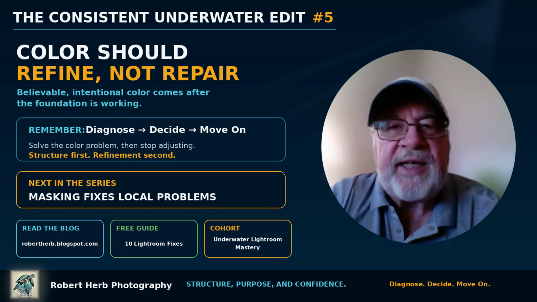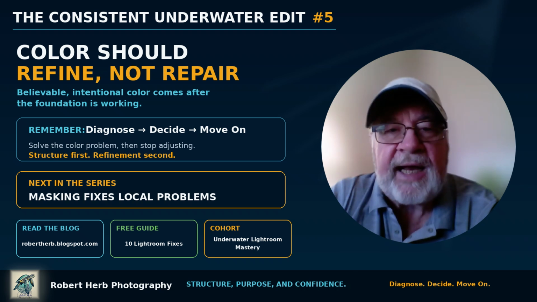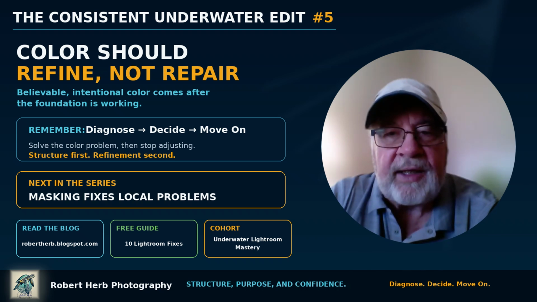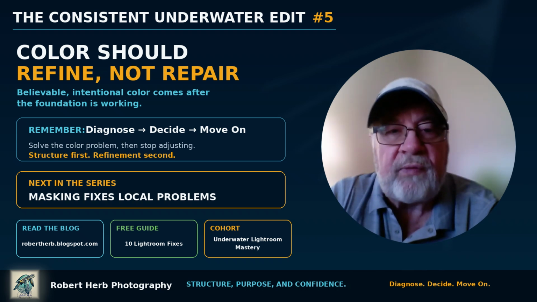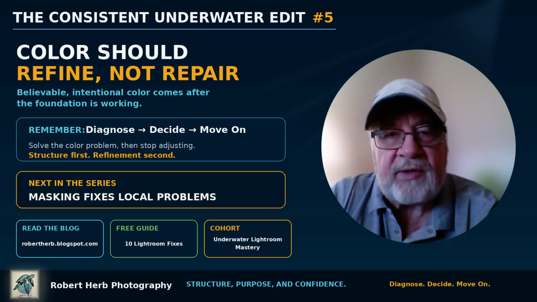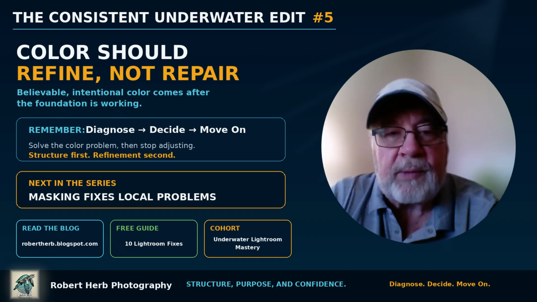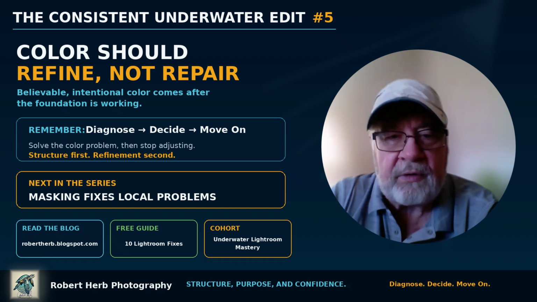That brings us to the end of color. The big idea is simple. Color should refine a photograph that already has a solid foundation. It should not be used to repair problems that belong in white balance, exposure, or presence. So diagnose the problem, decide which control fits the job, and once the problem is solved, move on. In the next lesson, we will move into masking, where we begin solving local problems without changing the entire photograph.